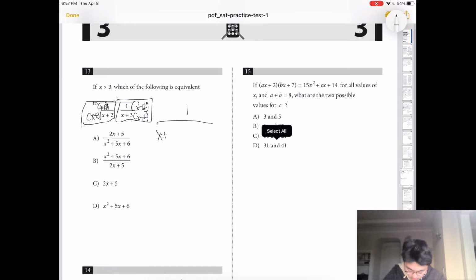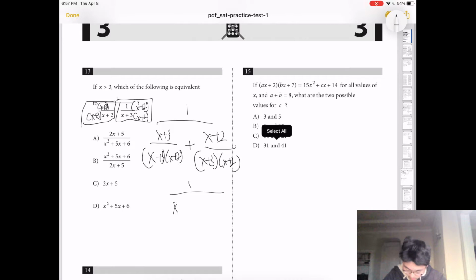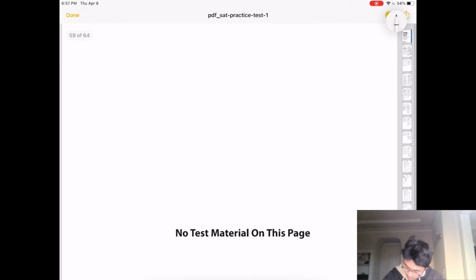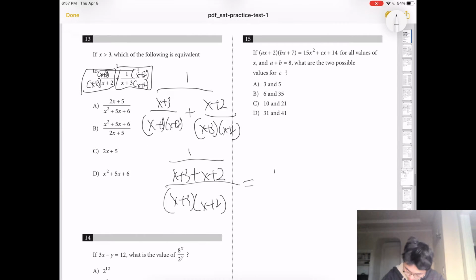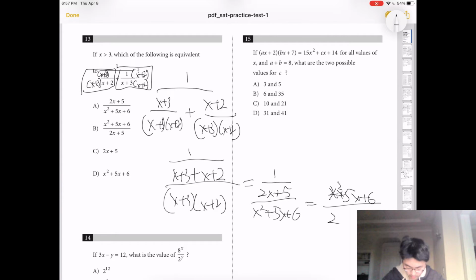So it would be x plus 3 over x plus 3 times x plus 2, plus x plus 2 over x plus 3 times x plus 2, which is 2x plus 5 divided by x squared plus 5x plus 6, which is x squared plus 5x plus 6 over 2x plus 5. So the answer is B.